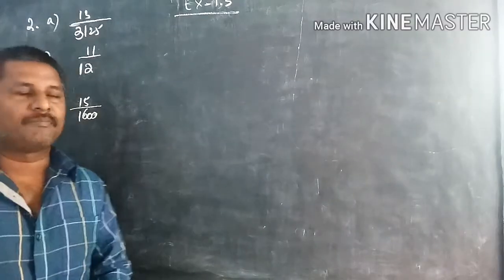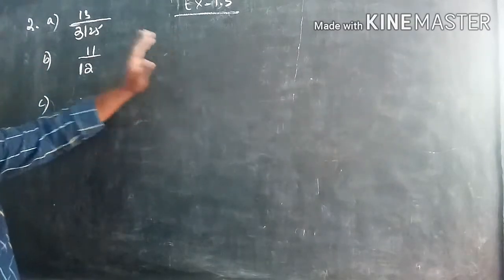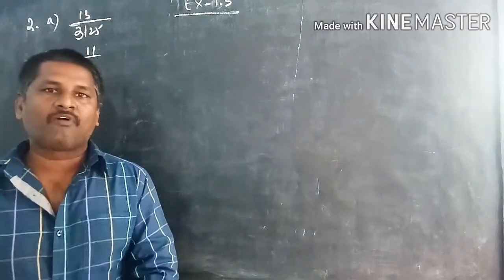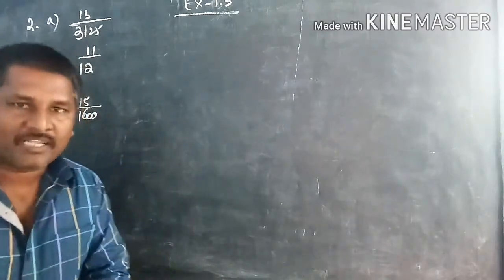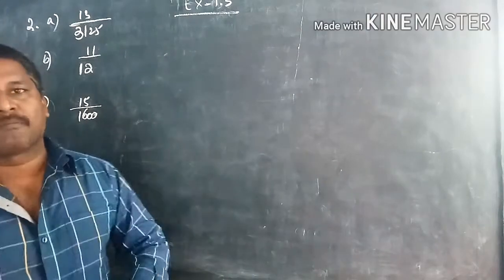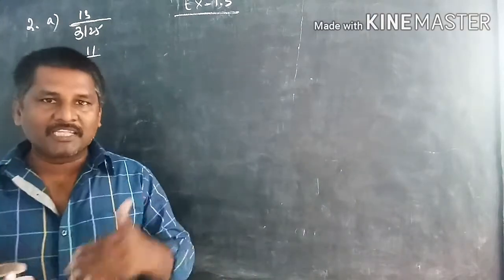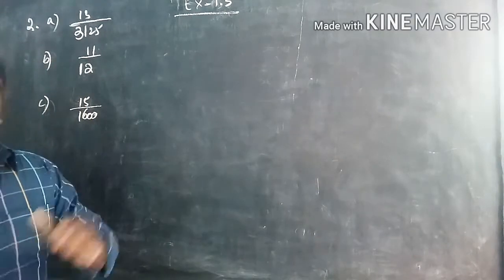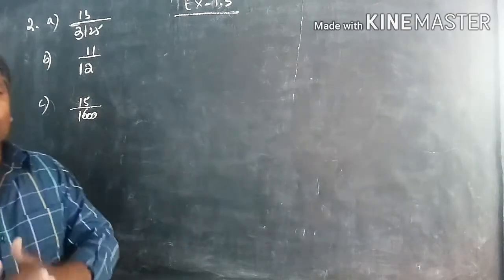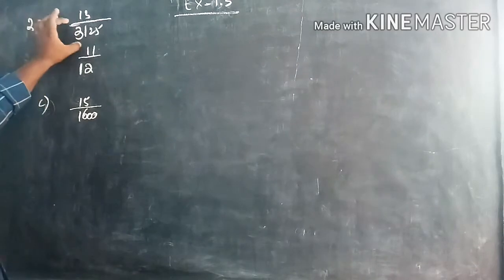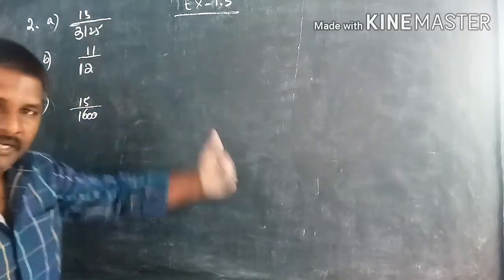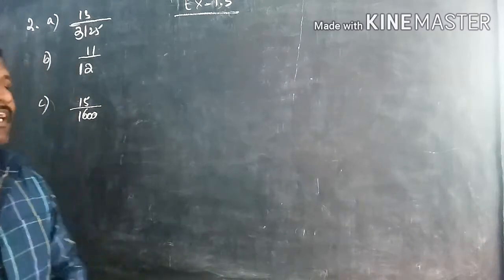Now let us start the second bit of exercise 1.3. In this bit we have to change the rational numbers into decimal form, and moreover say whether the decimal forms are terminating or non-terminating, just like the first bit. But in this bit you have to show that without actually dividing. So without actual division, how can you show whether the decimal is terminating or non-terminating?